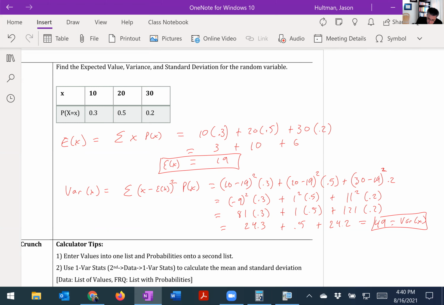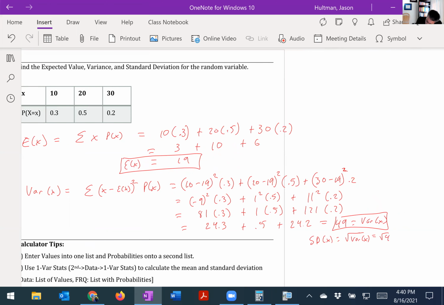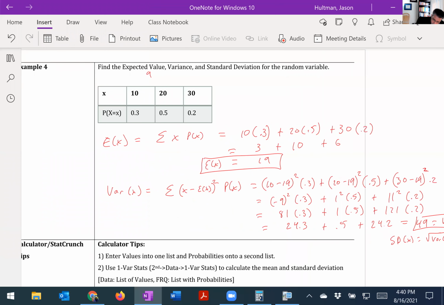Now, what about the standard deviation? It asked me for the standard deviation. Well, the standard deviation is just the square root of the variance. Standard deviation of x is equal to the square root of the variance of x, which is equal to the square root of 49, which is 7. Okay, so the standard deviation was equal to 7. So expected value 19, variance was 49, and the standard deviation was 7.